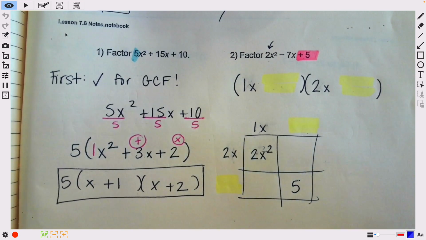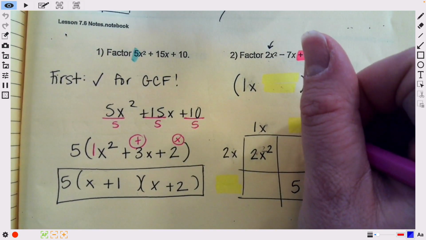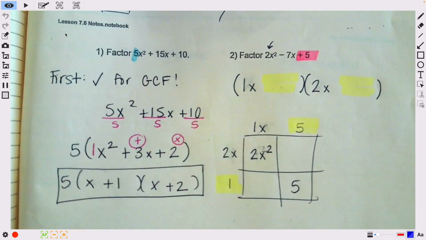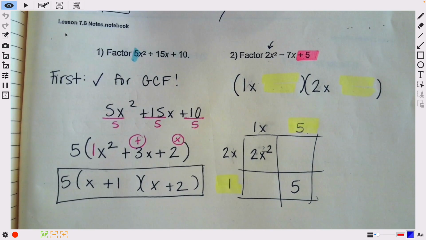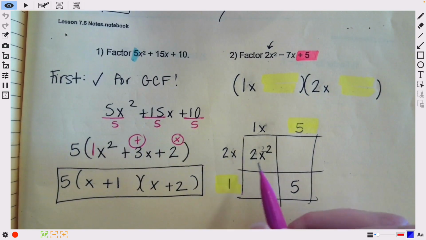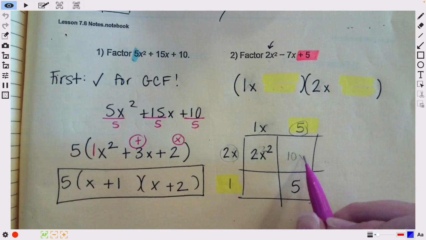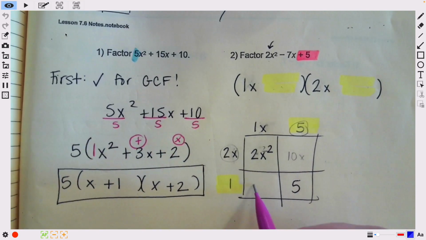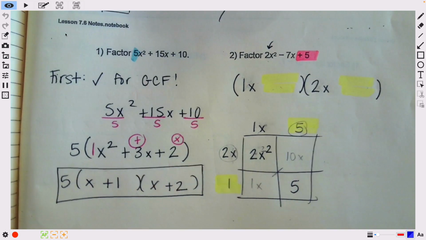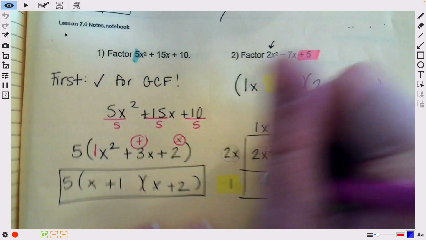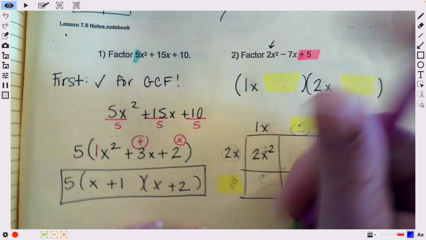Okay, so let's just pretend we have our 5 here and our 1 here. I don't know. This is why I use a pencil. Okay, that multiplies to 5. That's fine. But if I finish multiplying this out, what's 2x times 5? Okay, what's 1 times 1x? Okay, are 10 and 1 ever going to make 7? No. So that didn't work.